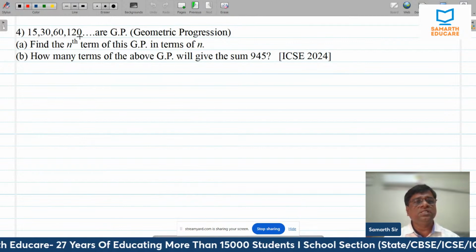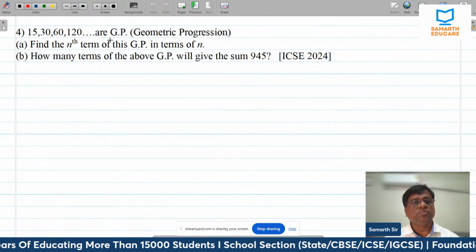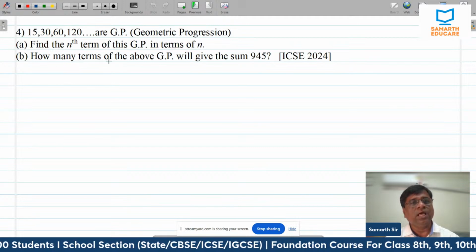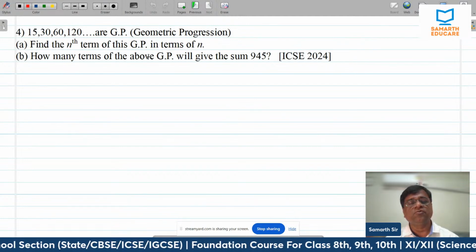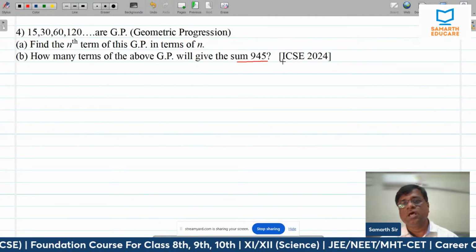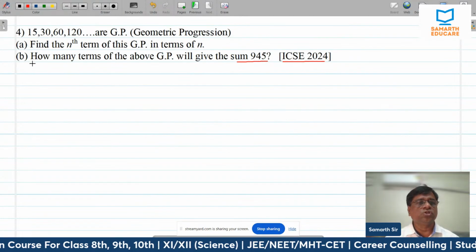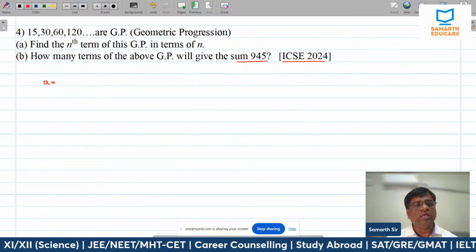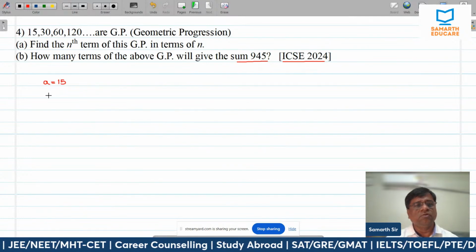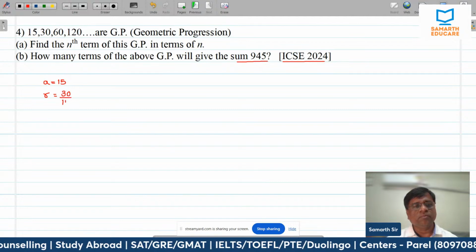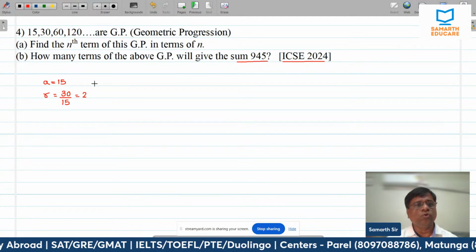So 15, 30, 60, 120 are in GP. Find the nth term of the GP in terms of n, and how many terms of the above GP will give the sum as 945. Something different. This is the latest question, last year's question. So with the help of the GP, what I observe is the value of a is 15, the value of r is 30 upon 15, which is equal to 2.